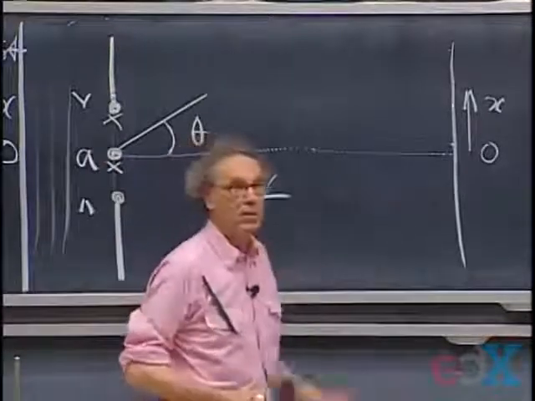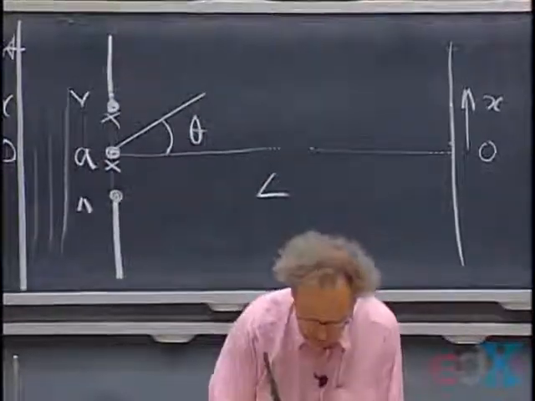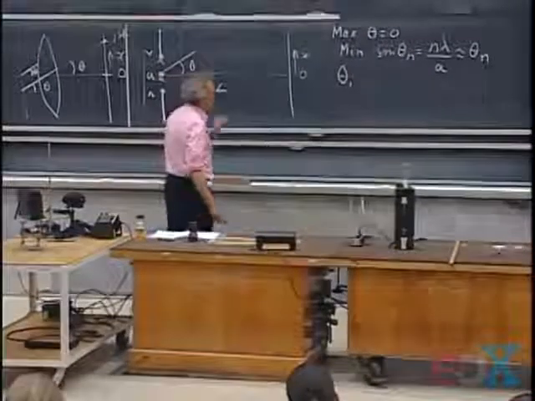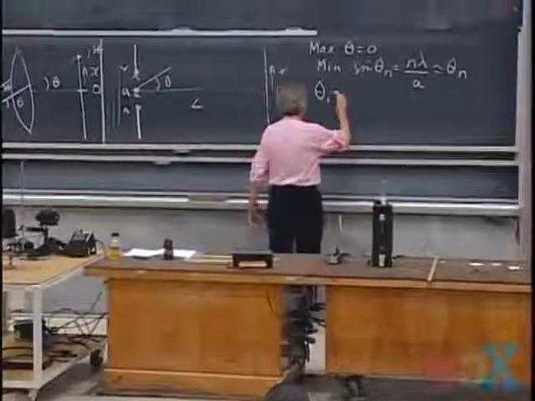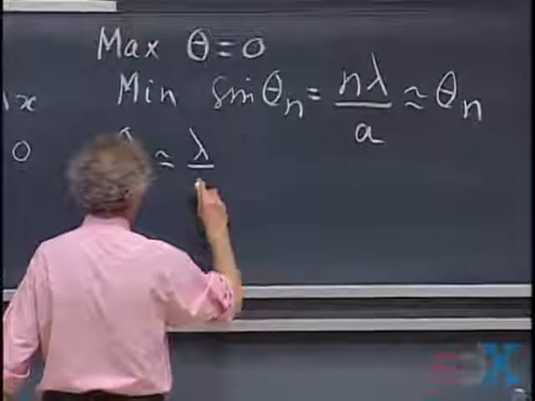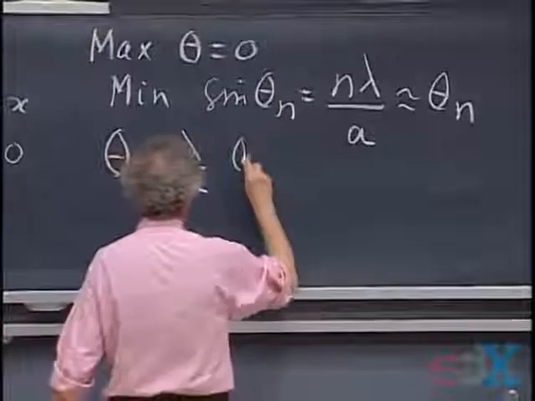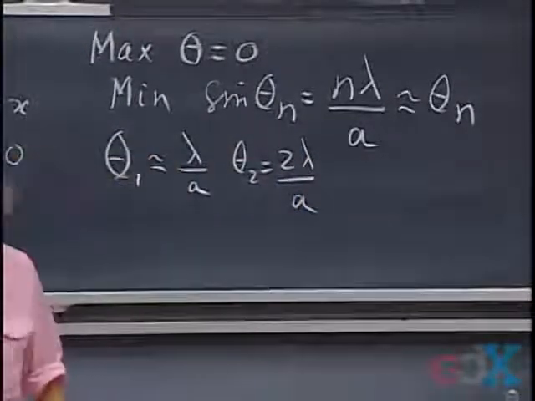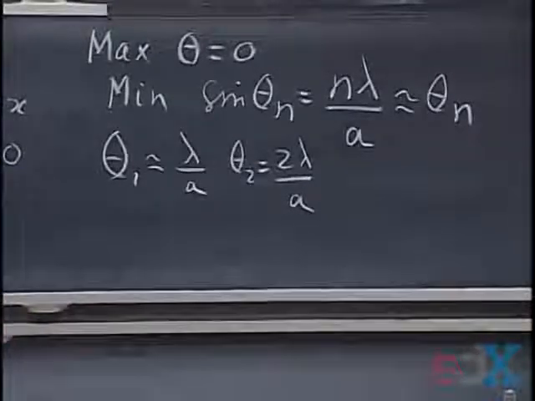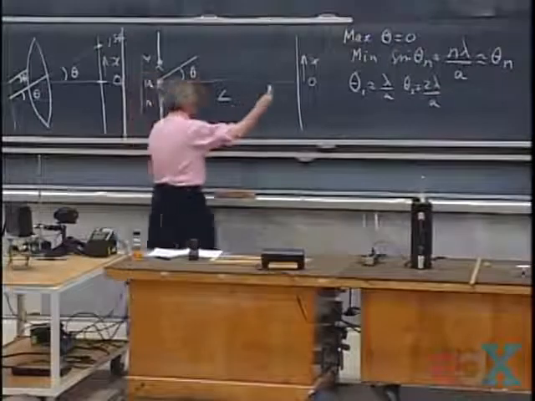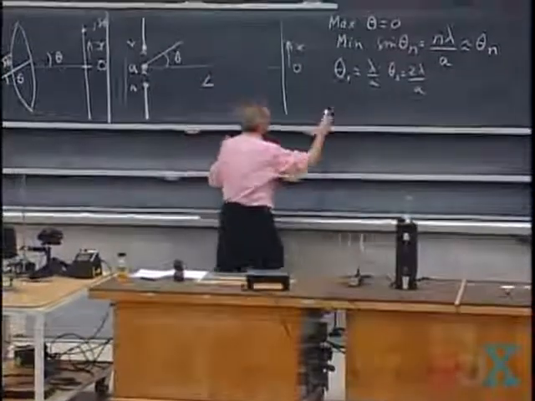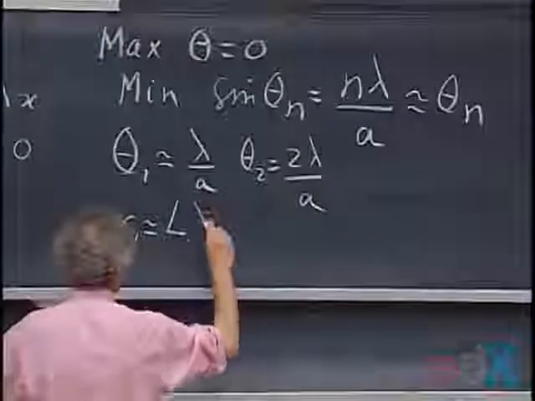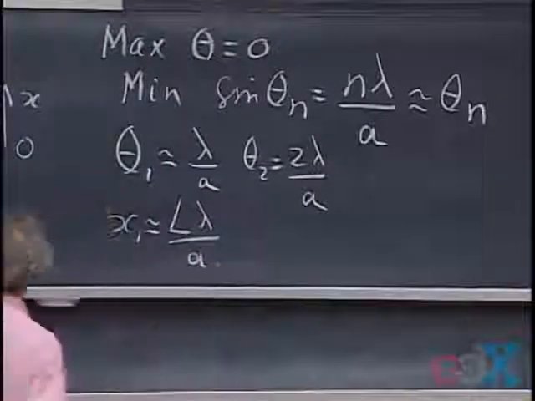And you can do a similar reasoning for the angle theta 2. And so that is indeed the correct equation. You will find complete minima when theta 1, in terms of radians, is lambda divided by a, and theta 2 is 2 lambda divided by a, and so on. That's where you find your minima. And if you convert that into x, where they actually fall on a screen, then x1 will be, for small angle approximations, L times lambda divided by a. That's no different.